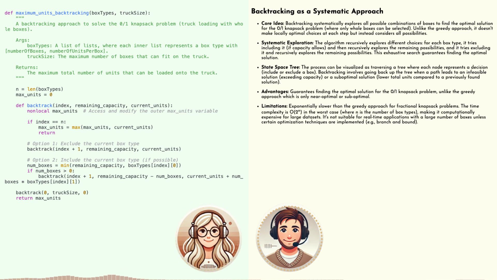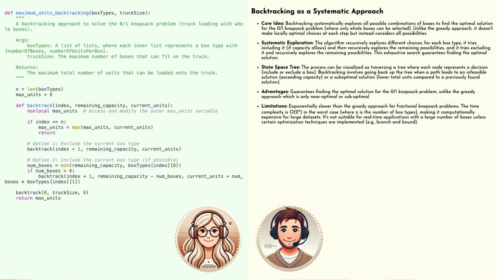Exactly. We start at the top with an empty truck. And for that first box type, we've got two choices: include it or exclude it. And each of those choices creates a new branch in our tree. So we're kind of simulating both possibilities. It's like we're playing this game of what if? What if I take this box? What's the best I can do from here? And what if I don't take this box?